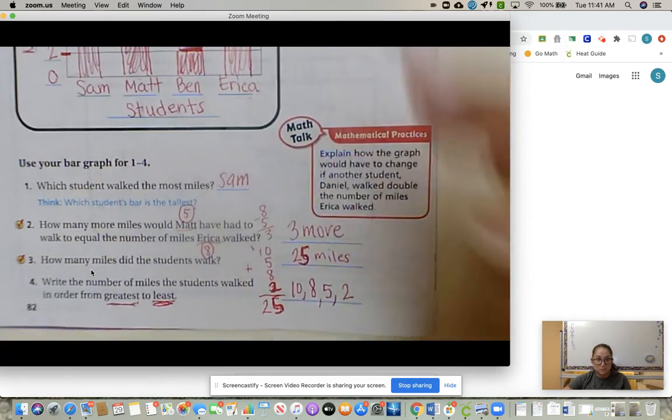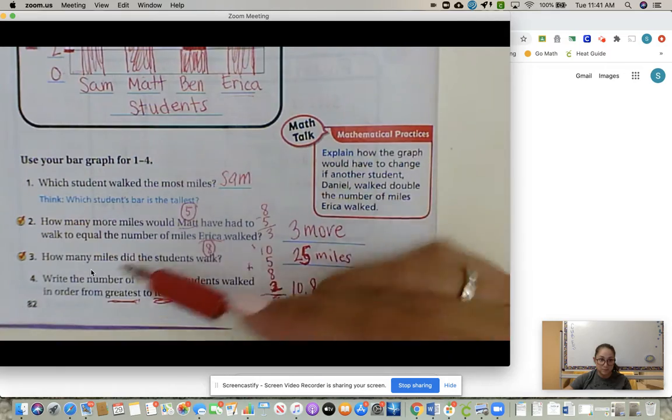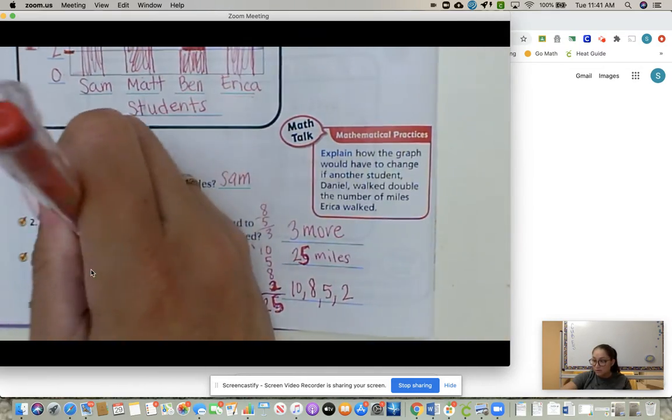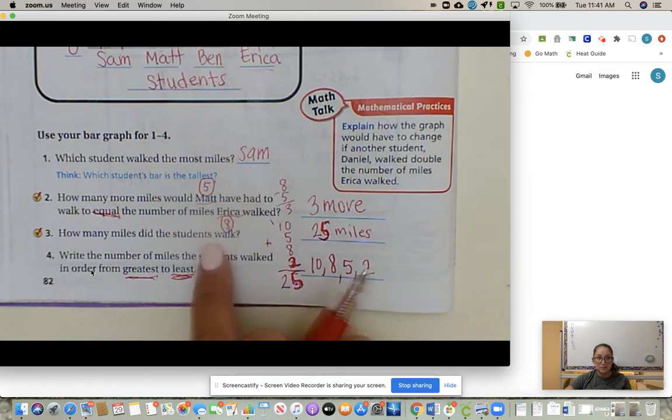Or you can just subtract. 8 subtract 5 is 3. So he would need to walk 3 more miles to equal the same as Erica. Number 3, how many miles did the students walk?